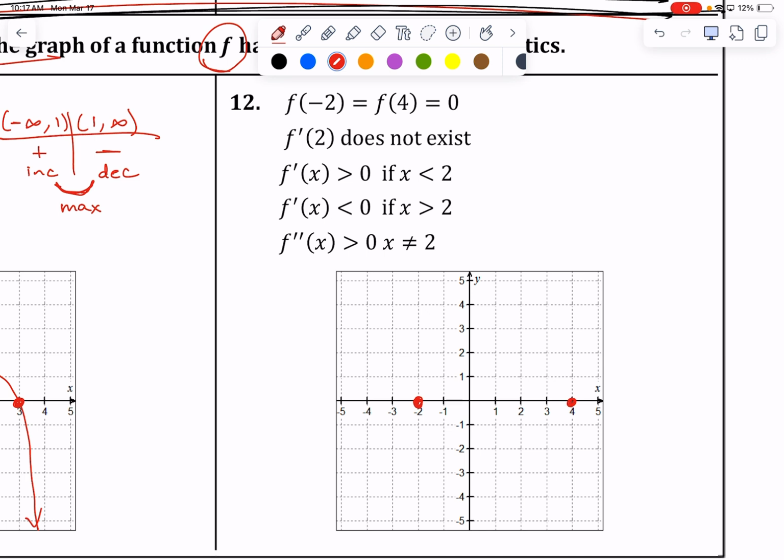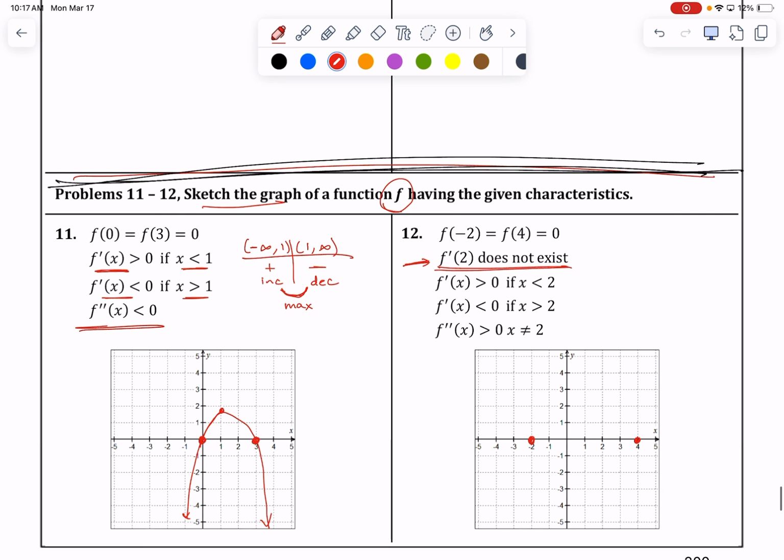All right, this is interesting right here. F prime of 2 does not exist. Now, they did not tell us anything in the original function, in the directions. They said, sketch the graph of F having the given characteristics. Did they say whether or not F was continuous? No. Did they say whether or not F was differentiable? So the fact that the derivative does not exist means it's either discontinuous, which is non-differentiable, or it's continuous with a non-differentiable point. So you either have a discontinuity, a hole, a jump, or a vertical asymptote, or you have a corner, cusp, or vertical tangency. All those things are on the table. Okay?